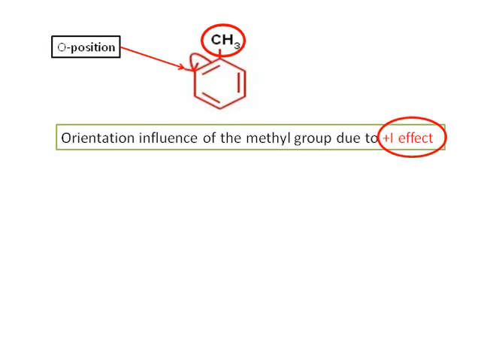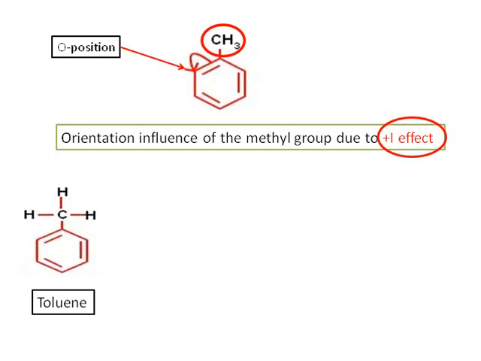So the electron density at the benzene ring can be increased at the ortho and the para position by another effect, that is the hyperconjugation effect. So we will see this effect. Here I have taken toluene. In this toluene this CH bond will be shifted to the carbon-carbon bond as the double bond, and the pi bond at the benzene ring will be shifted as the electron pair on the carbon atom.